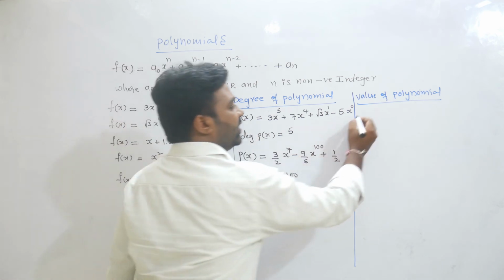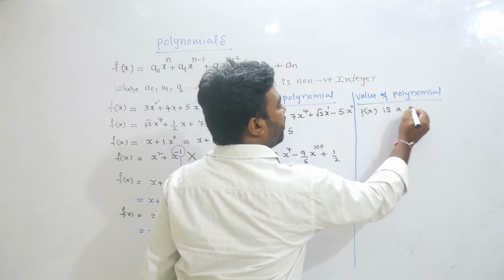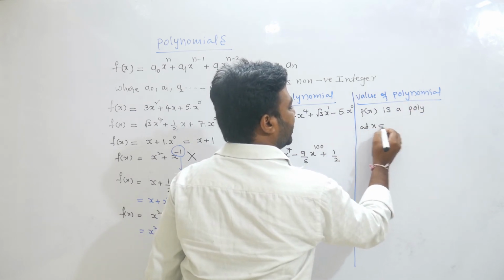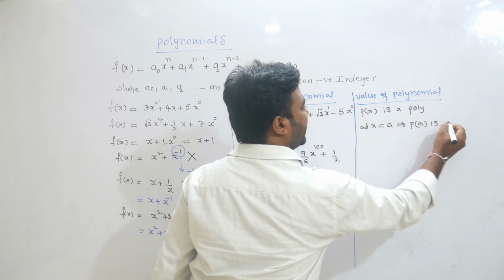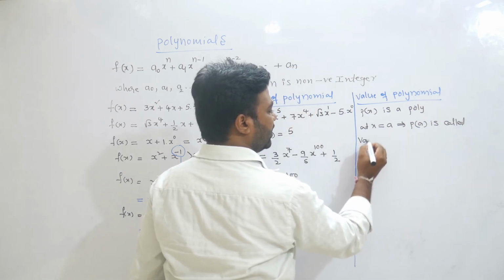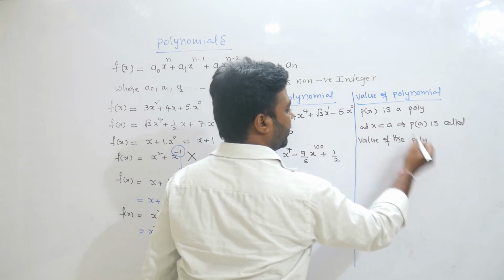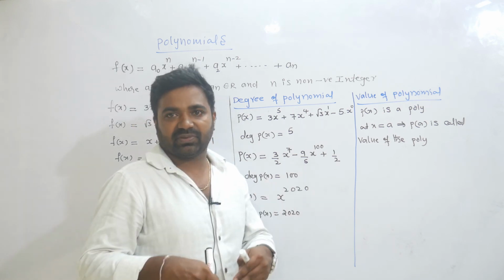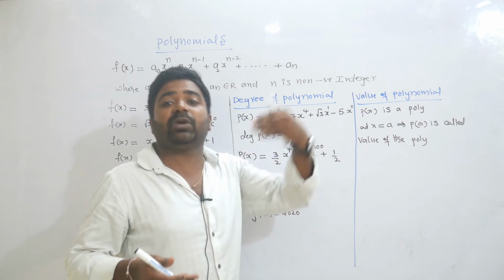For example, now p of x is a polynomial. At x equal to a, p of a is called the value of the polynomial. Okay, p of x is a polynomial. Replace x by a, then we will get p of a. That is called the value of the polynomial.